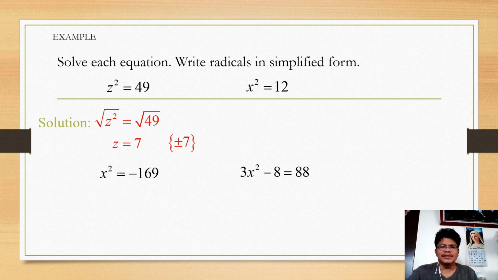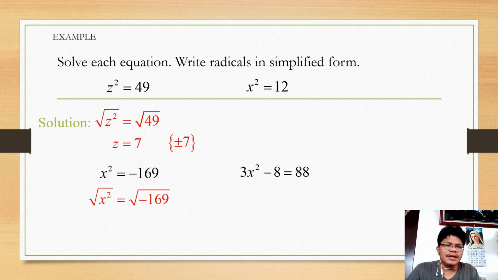Let us now proceed to example number 2. X squared equals negative 169. The same as in example number 1, you need to isolate the quadratic term. But in example number 2, the quadratic term was already isolated. So you're going to proceed to the next step. Take the square root of x squared and negative 169.